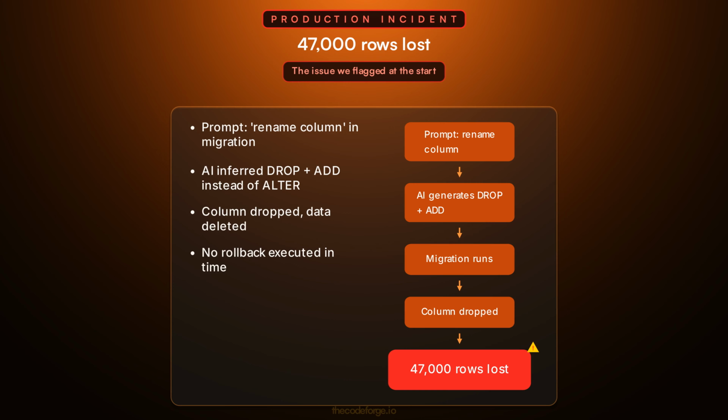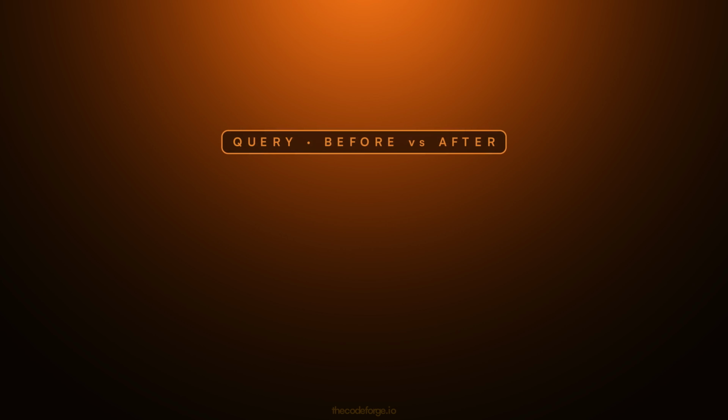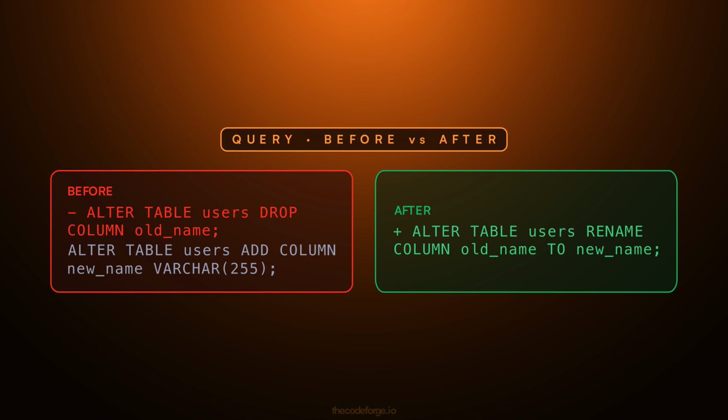A developer asked Cursor to generate a migration that renames a column. Cursor interpreted rename as dropping the old column and adding a new one, which deleted all existing data. The migration looked correct in the file, but the SQL was destructive. Cursor interpreted rename column as drop plus add, causing data loss.